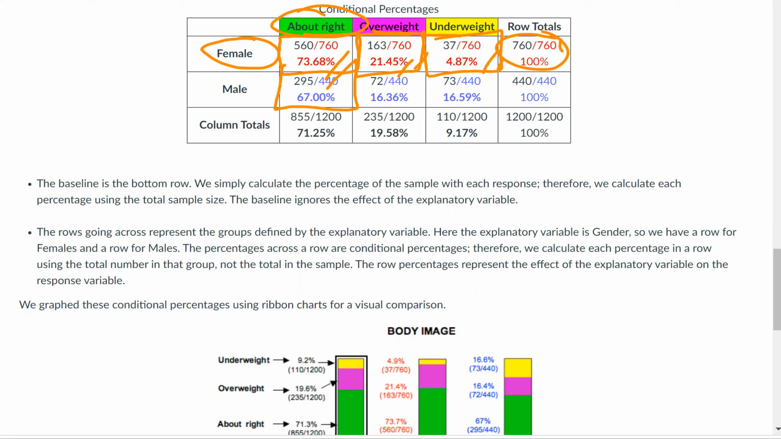67% of males thought they were about right. 16% thought that they were overweight. A little bit over 16.5% thought they were underweight. And those should all basically add up to 100 or close to it. And then we have the totals.